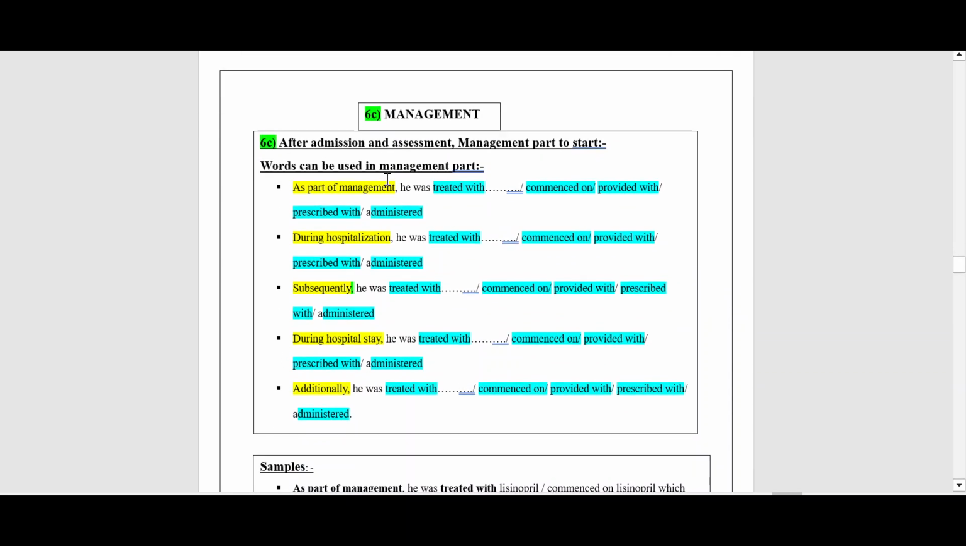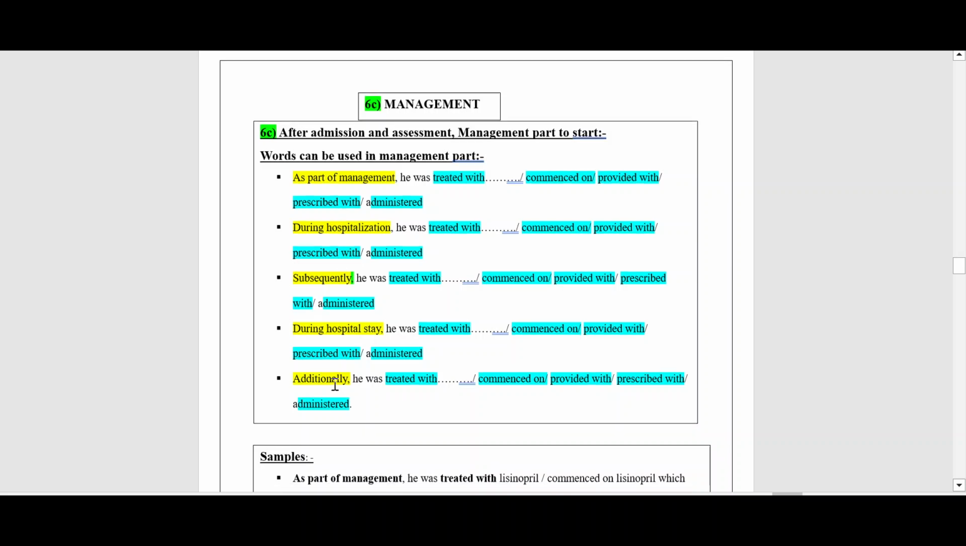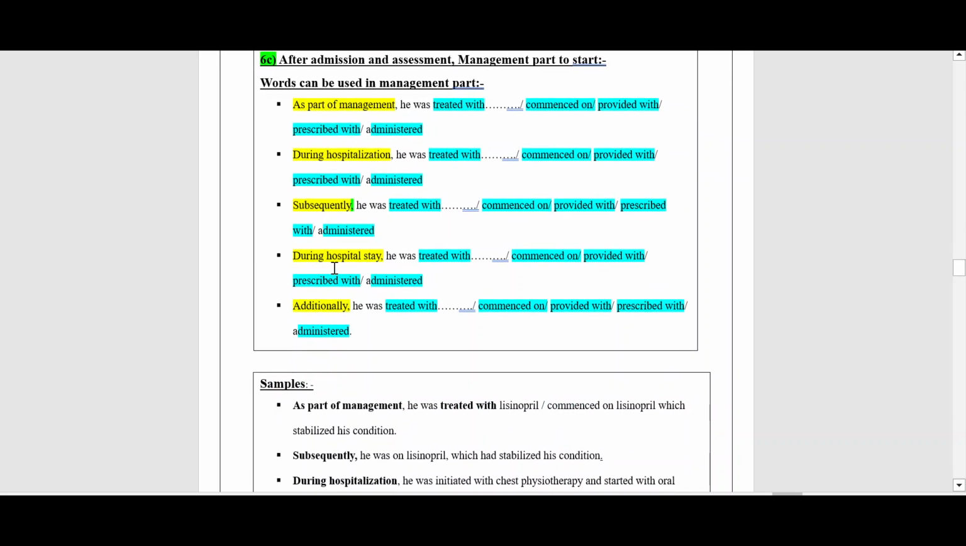So management, number 6C, subdivision. 6C is management. What did you do to the patient during hospitalization? This is a way to write here. And you can also use additionally, if you have finished using this, during hospital stay. Sometimes, mostly we will use this during hospitalization and during hospital stay. We can also use it in management.